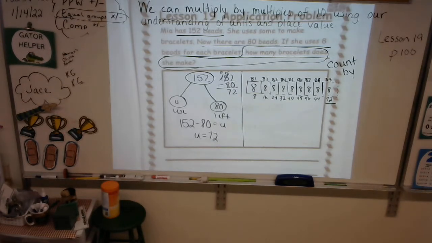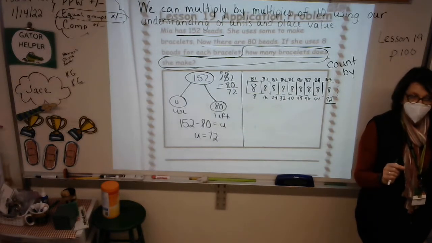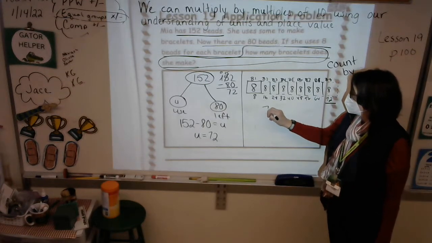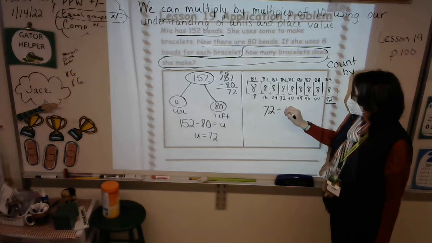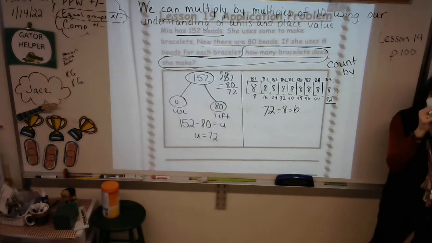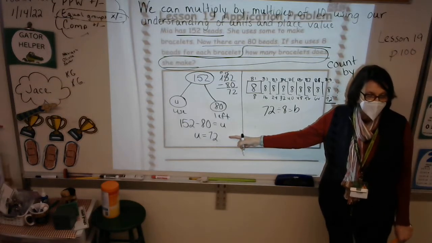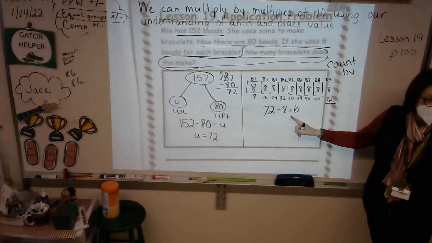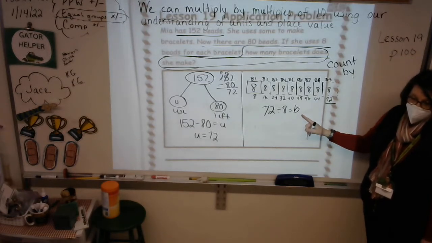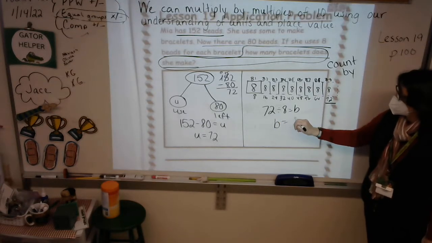Okay, who has a number sentence? Remember, you have to use a B for the number of bracelets because we're using a letter for our unknown. Luke, what did you write? Bingo! That's what I would write. Because think about what you knew. You knew that she used 72 beads. You knew that she was putting 8 beads on a bracelet, and that was going to give you your unknown, which is the number of bracelets. And then what did B equal? 9.